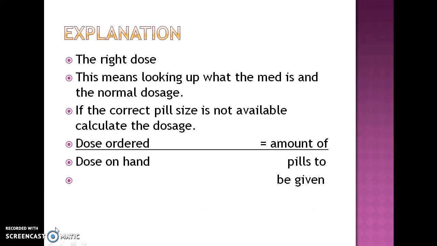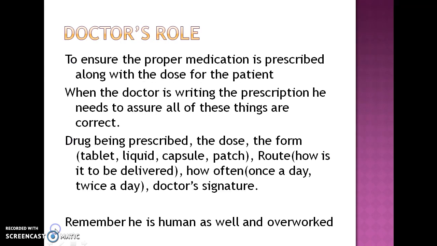Okay, we're looking at a calculation formula. The right dose. This means looking up what the med is and the normal dosage. If the correct pill size is not available, calculate the dose. You've got what the doctor ordered, what you have on hand, you divide it, and that gives you the pills given. So that makes it simple, but you've got to ask questions and you've got to make sure you stay at the basics.